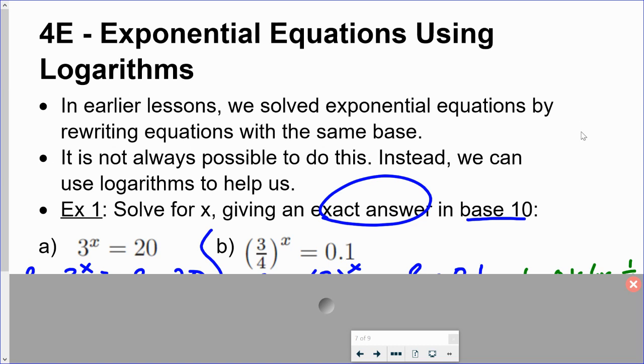So in earlier lessons, we solved exponential equations by rewriting equations with the same base. But it's not always possible to do this, so instead we can use logarithms to help us. We did a little bit before, we're going to do a little bit more now.